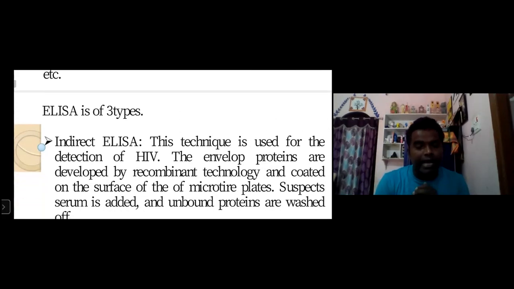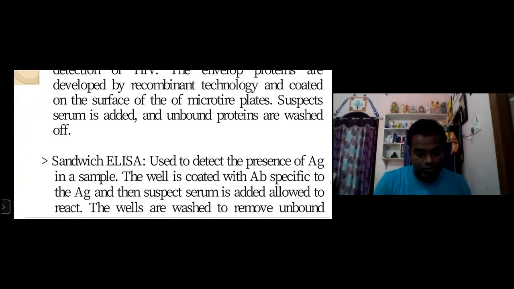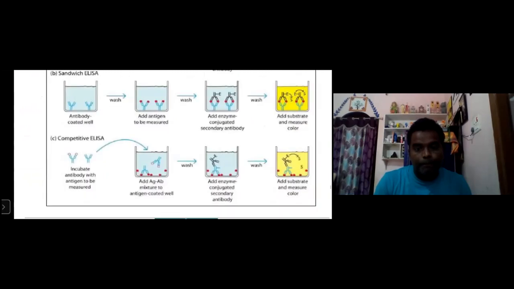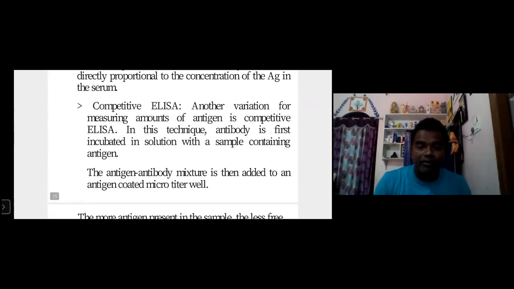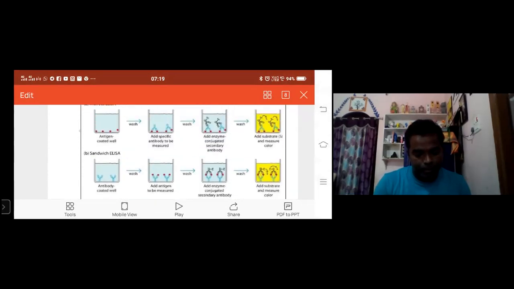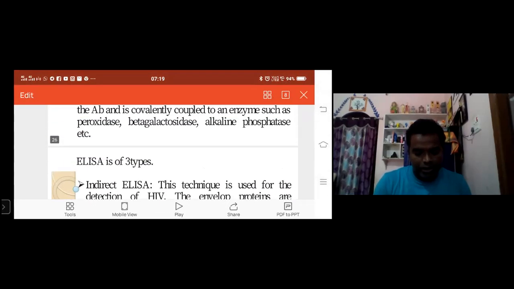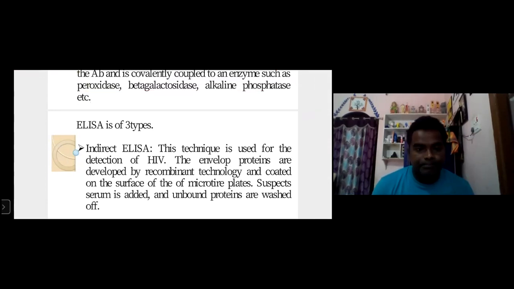How many types of ELISA are there? There are three types: indirect ELISA, sandwich ELISA, and competitive ELISA. Now let us go to indirect ELISA. What is indirect ELISA?